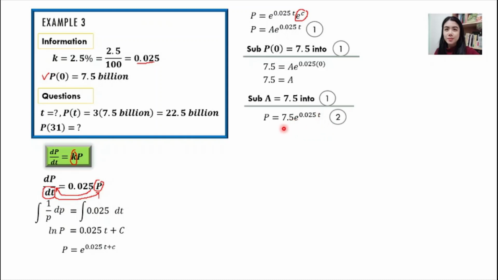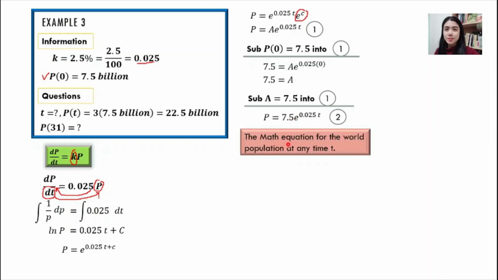Your equation 2 is basically the mathematical equation for the world population at any time t. Now we're going to use this mathematical equation to answer the questions. Let's look at the first question. We are interested to know the time when the population will become triple, that is become 22.5 billion. So the way to do it is you have to substitute P(t) equal to 22.5 into your equation number 2.